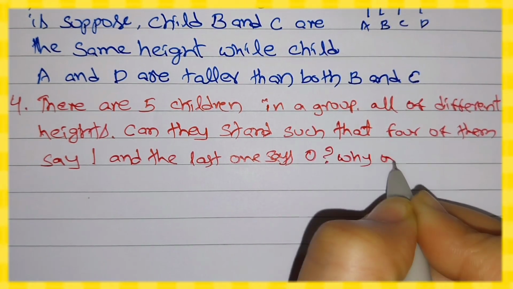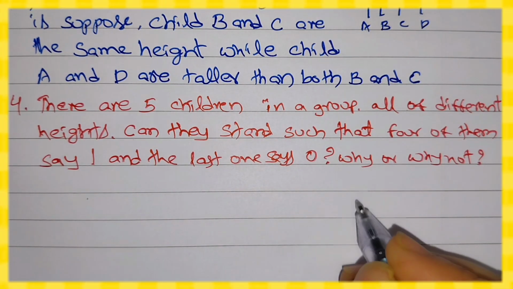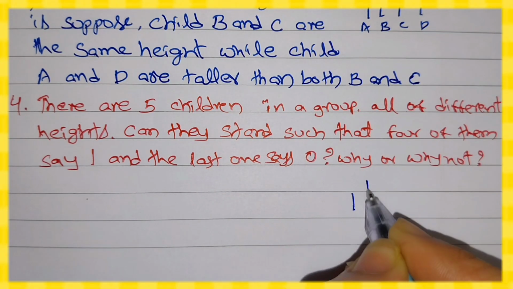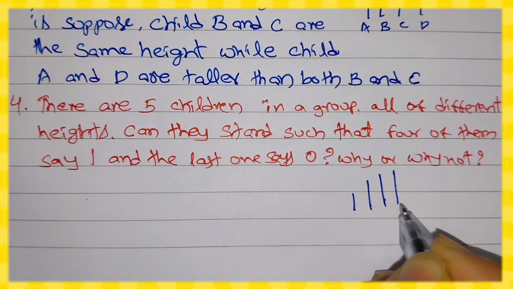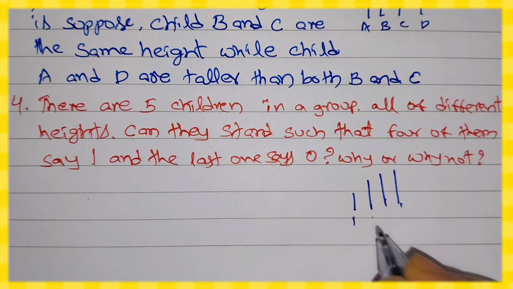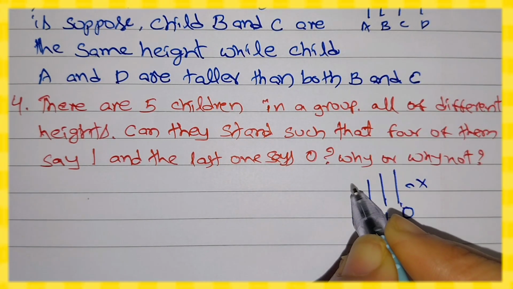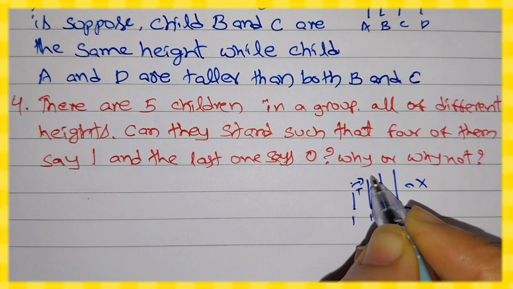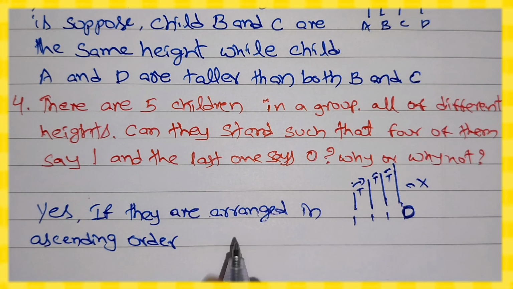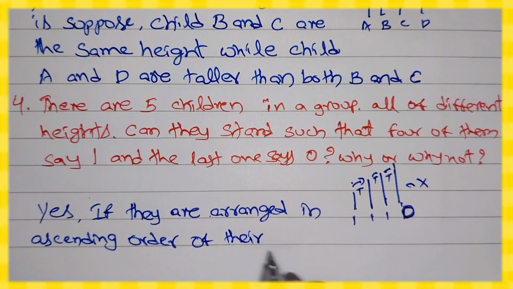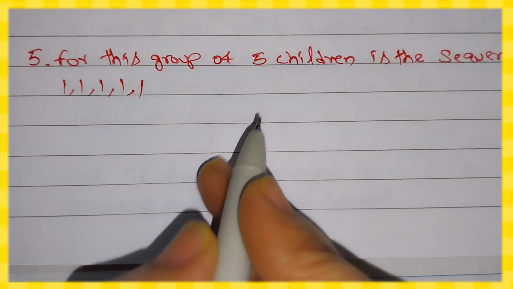If we arrange the children in ascending order of their height, it works out. The shortest child will say 1 because there is one taller child on the right. The next child will also say 1 because there is one taller child on the right. This continues until the last child, who will say 0 because there are no taller children on either side. This scenario will work. So the answer is yes, it's only possible if they are arranged in ascending order of their heights.